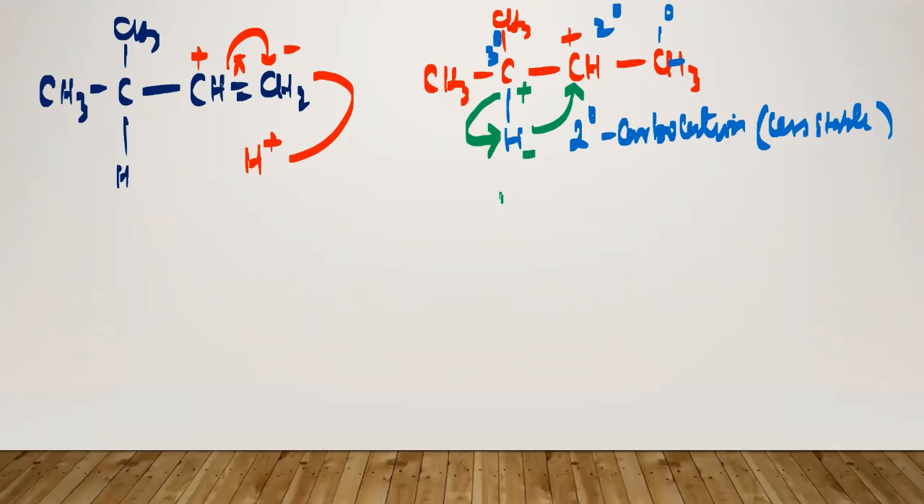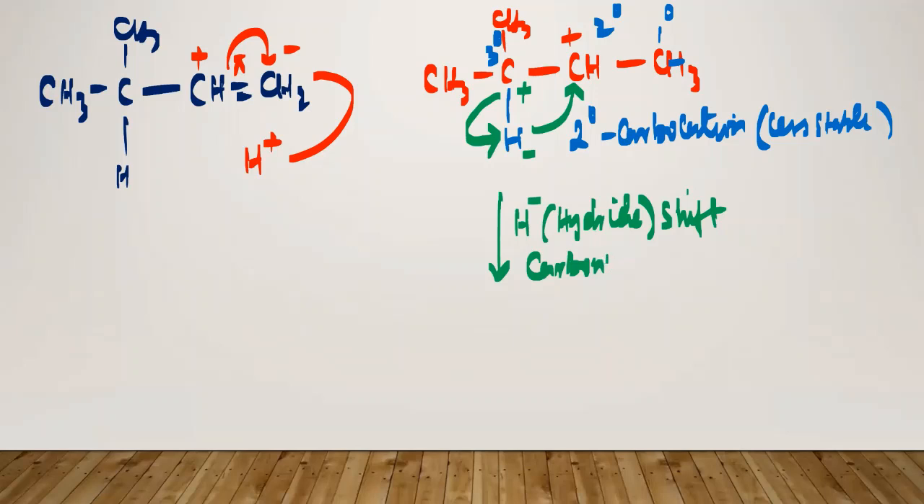So this shifting of H minus from 3 degree carbon towards 2 degree carbon is known as H minus shift, or hydride shift. So in this case, carbocation rearrangement takes place. This is the carbocation rearrangement.